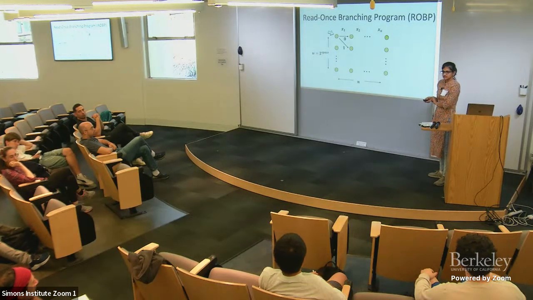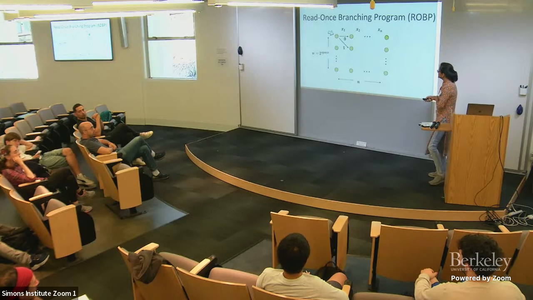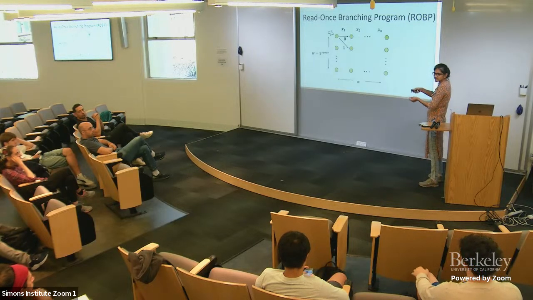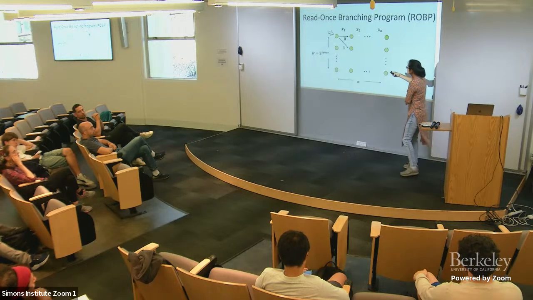So how is this different from a decision tree? So first of all, a decision tree is a tree. This is not a tree. There can be different paths going to the same vertex. So like 1 and 0 goes here, and then 0 and 1 goes here.